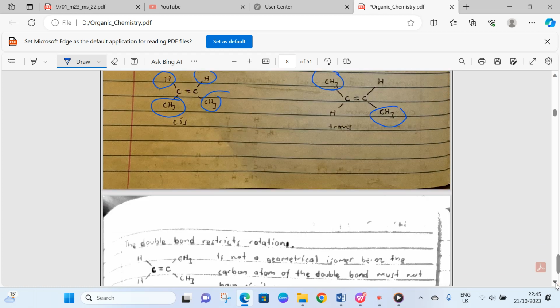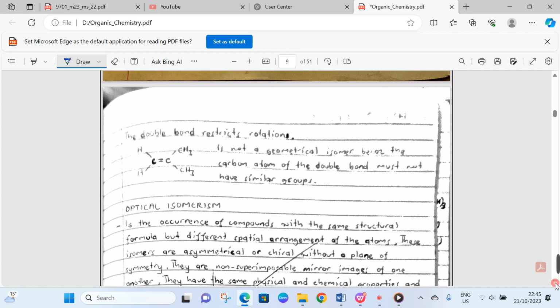Now let's say we've got this molecule here whereby we have the hydrogen atoms attached to the carbon atom of the double bond, and CH3 atoms attached to the carbon atom of the double bond. The double bond restricts rotation, and so therefore, in this molecule, we say this is not a geometrical isomer because the carbon-to-carbon double bond must not have similar group of atoms. That's all. We're done with geometrical isomerism.